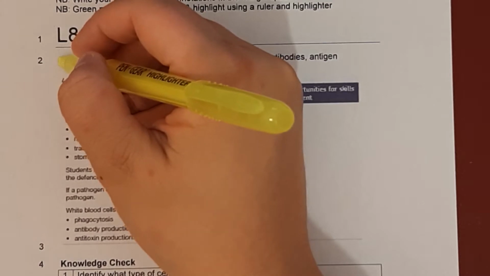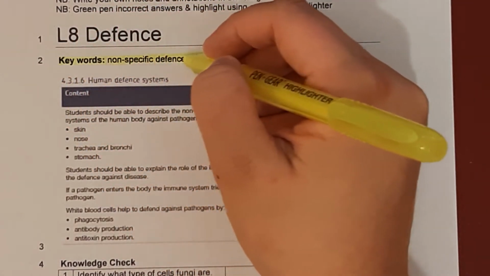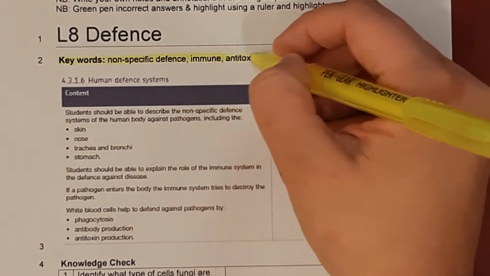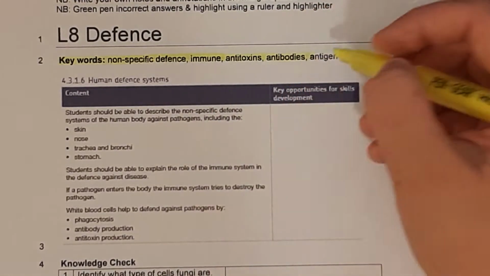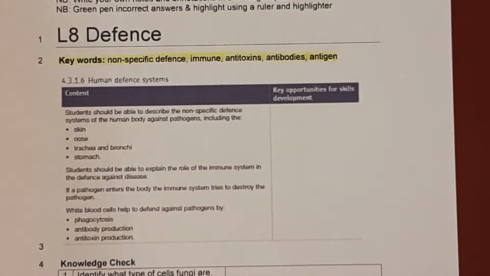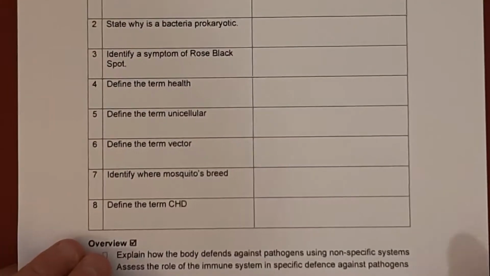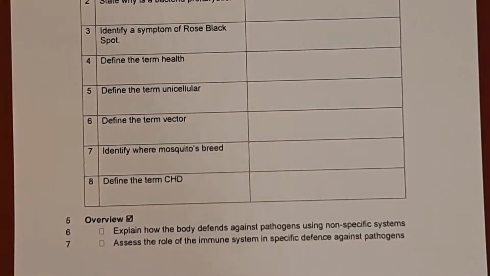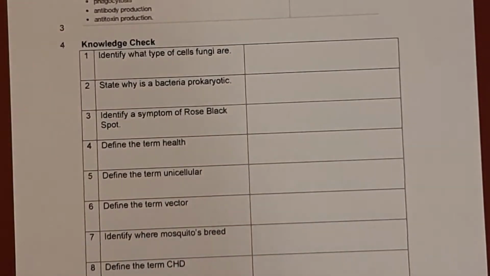Our keywords are non-specific defence, immune, antitoxins, antibodies and antigen. So if we could start the lesson by having a go at the knowledge check questions, please. If you could pause the video whilst you do that.